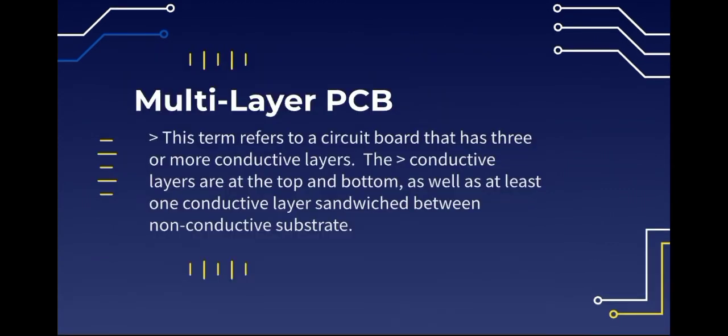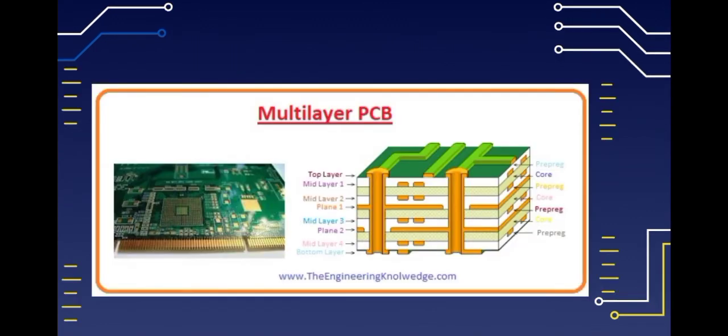The next type is the multi-layer PCB. This term refers to a circuit board that has 3 or more conductive layers. The conductive layers are at the top and bottom, as well as at least one conductive layer sandwiched between non-conductive substrate. Advanced Circuits has the capability to fabricate up to 40-layer boards, but the most commonly used have lower layer counts such as 4, 6, or 8-layer boards.